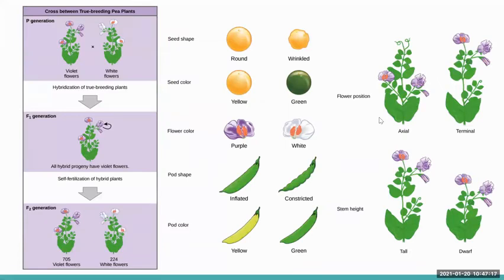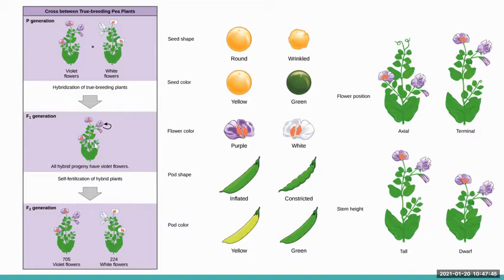So for visual purposes, this is what Mendel did. He would take two plants with either the same or different characteristics, and he would crossbreed them. So he would make them have baby flowers. And then he would look at how those traits are passed on. So he crossed violet and white flowers.